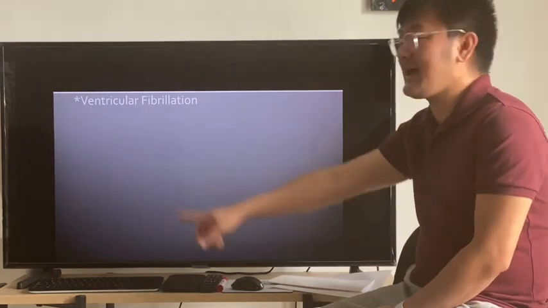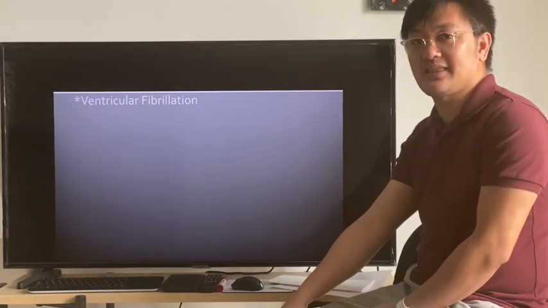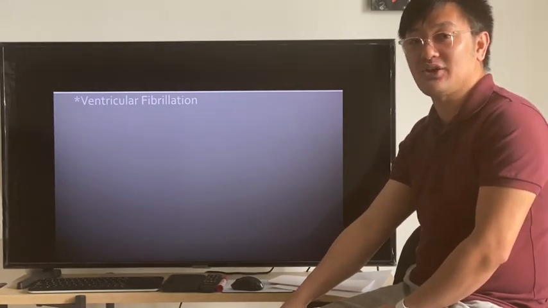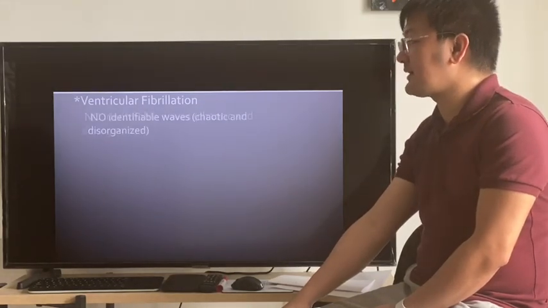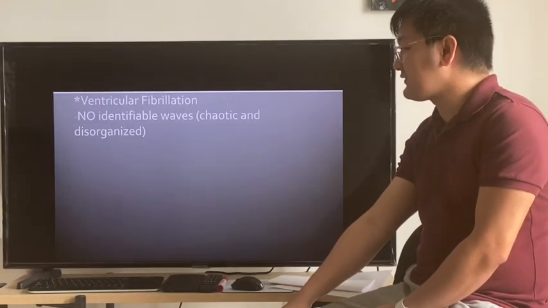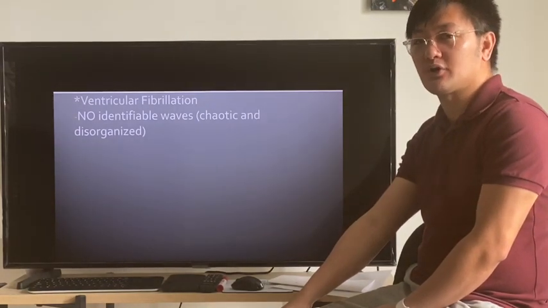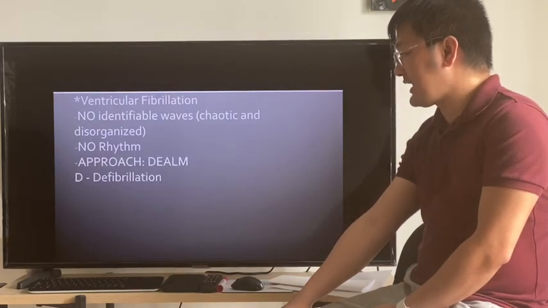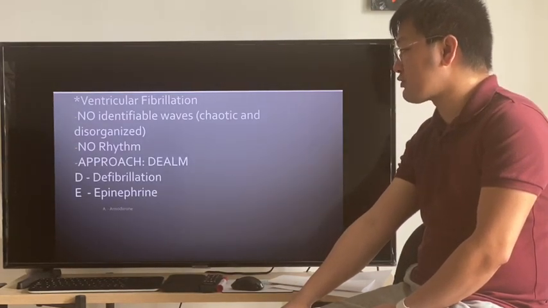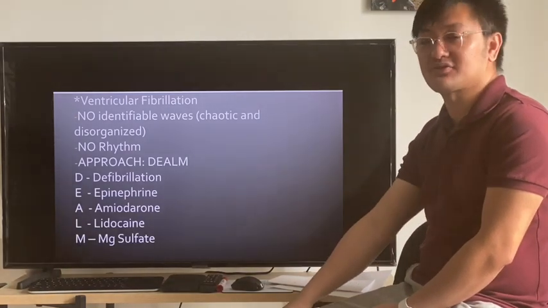For ventricular, again, it's fibrillation. There's no rhythm, right? In ventricular fibrillation, I said there's no rhythm. The tracing is chaotic and disorganized, okay? Not identifiable, chaotic and disorganized. And I said we follow a protocol called DILM, okay? What's your DILM? Defibrillation, epinephrine, amiodarone, lidocaine, and magnesium sulfate.